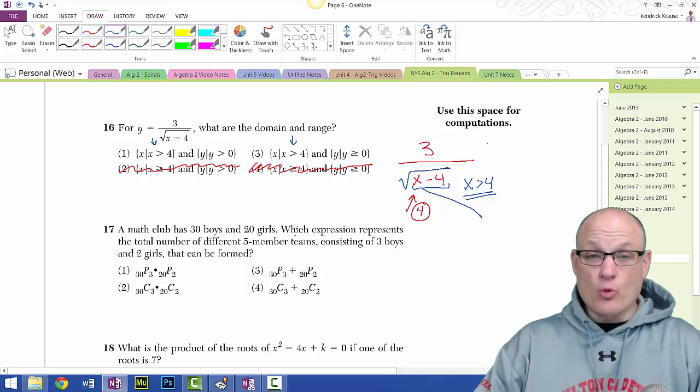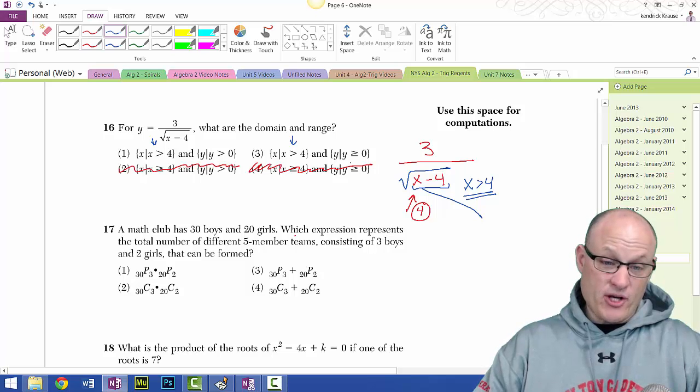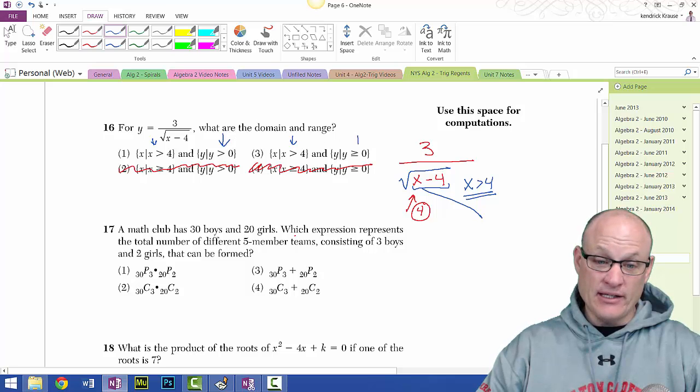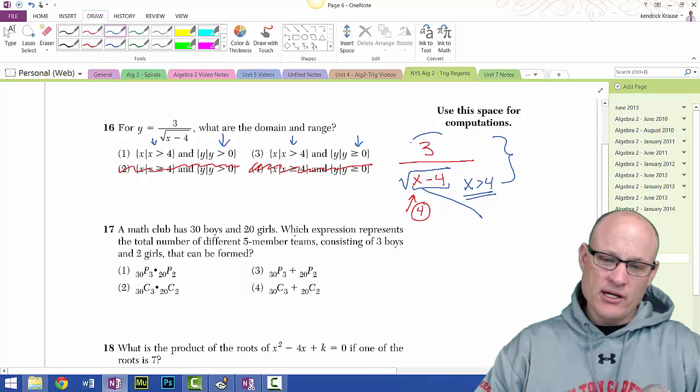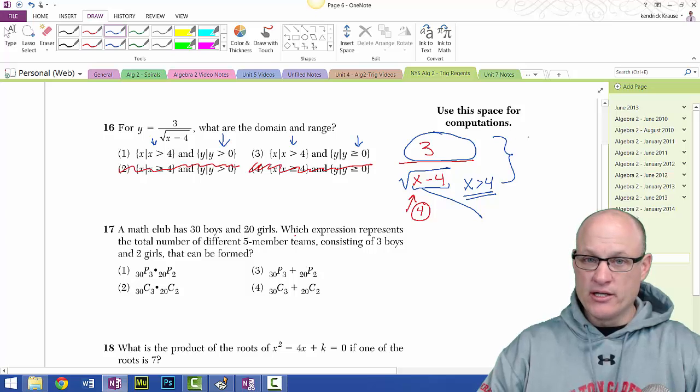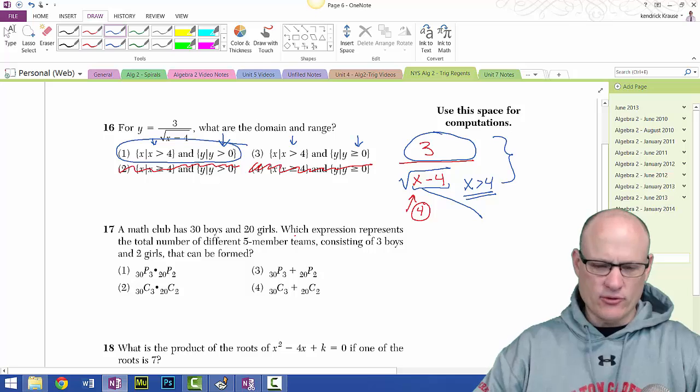Now we gotta worry about range. If you notice, the only difference in range is this one says y can be just greater than 0, and this one says y can equal 0. So the question is, can this fraction ever equal 0? Well, the only time a fraction can ever equal 0 is if the numerator equals 0, and there's nothing you can do to that numerator to change it. It will always be 3. It can never be 0. So the answer is choice 1, because y can never equal 0.